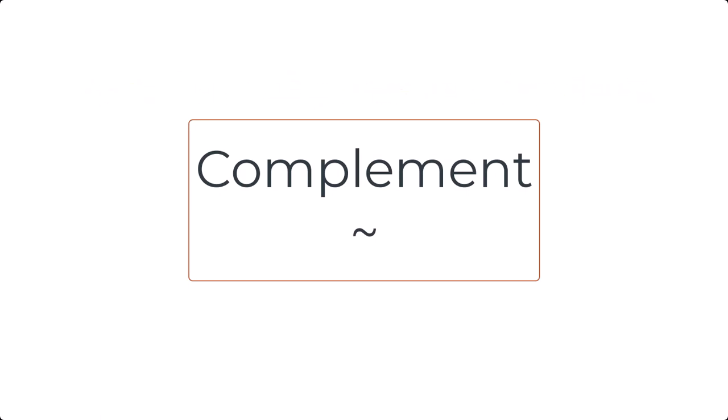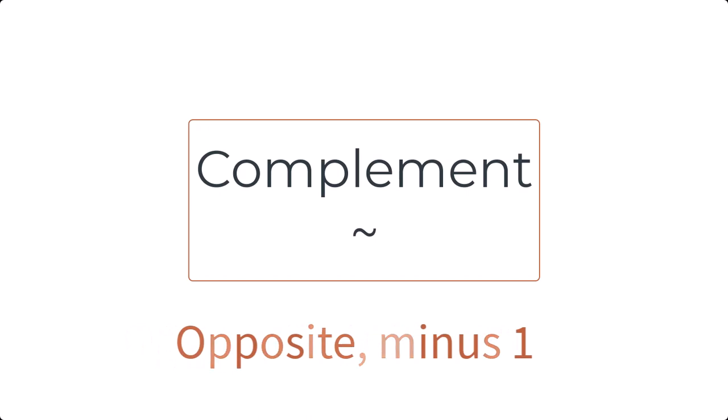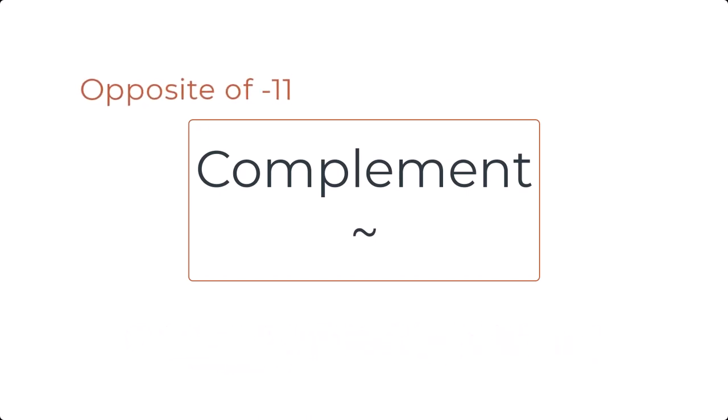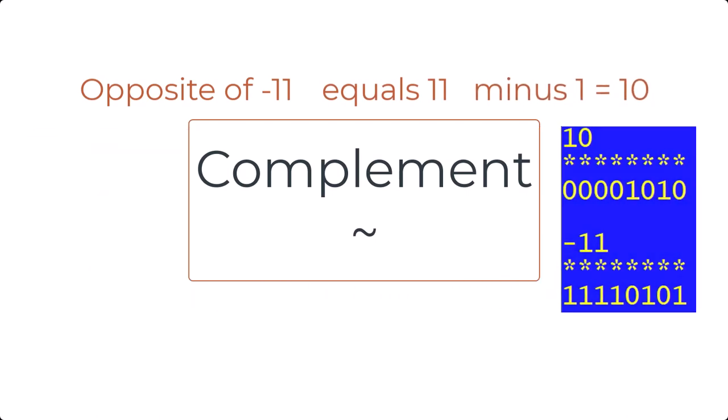This works the other way as well. If you want the complement of a negative value, follow exactly the same 2 steps. Opposite, then subtract 1. For example, for the complement of -11, think the opposite of -11, which is +11, and then subtract 1 to get 10, which we already know is the complement of -11. The values 10 and -11 are complements of each other.